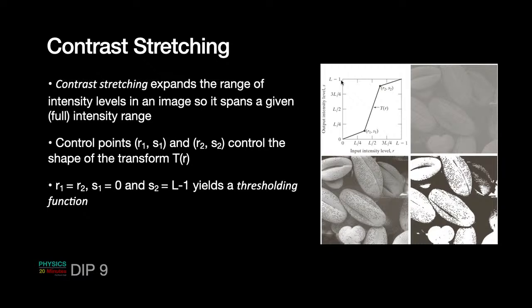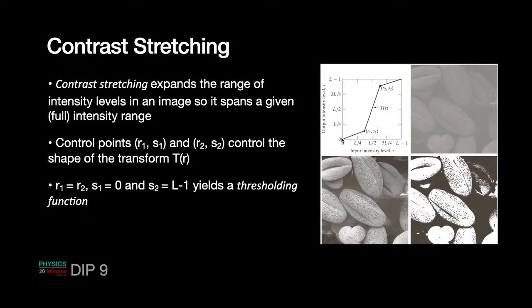We have already discussed this in the earlier lectures. 256 gray levels is the value of L, and the actual values will start from 0 to 256 minus 1, that is 255. So now you can see that if it's a straight line, then we will have an identity transformation. But now you can see that there are two breaks introduced in the straight line, one over here and one over here. So R1, S1, remember R is the input coordinate, S1 is the output coordinate. So R1, S1 is the coordinate for one control point. These are the control points. R2, S2 is the other control point.